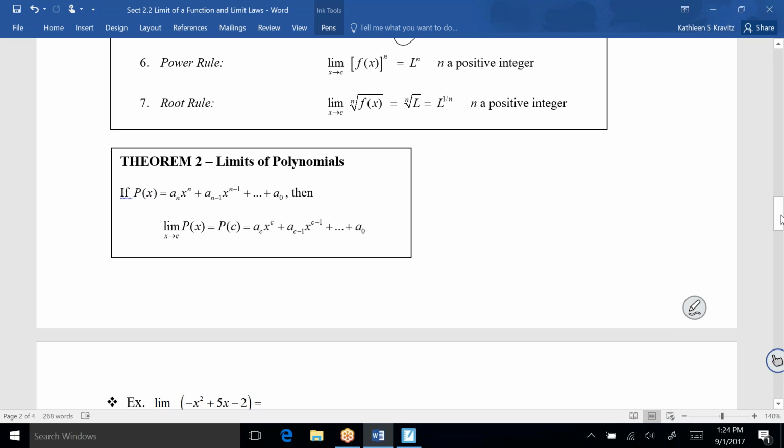Okay, let's look specifically at polynomials then. So we have theorem 2, which talks about limits of polynomials. So p of x is a polynomial. The way that we write polynomials can have a constant in front of x, and that constant in front of it, a sub n minus 1, can be any number. And then we have the powers of x, and x to the n minus 1, and those powers have to be positive integers.